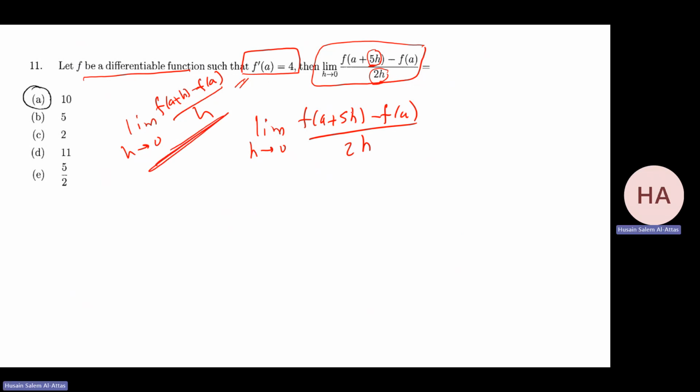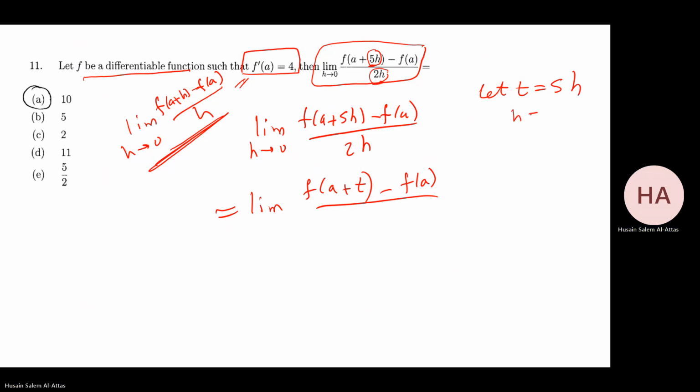So what I will do, I will let t equal 5h. So this limit will be the limit of f of a plus t, which is now becoming similar, minus f of a, over, you notice if t equals 5h, then it means h equals t over 5. That will be 2t over 5. This is just a number. I can take it out.